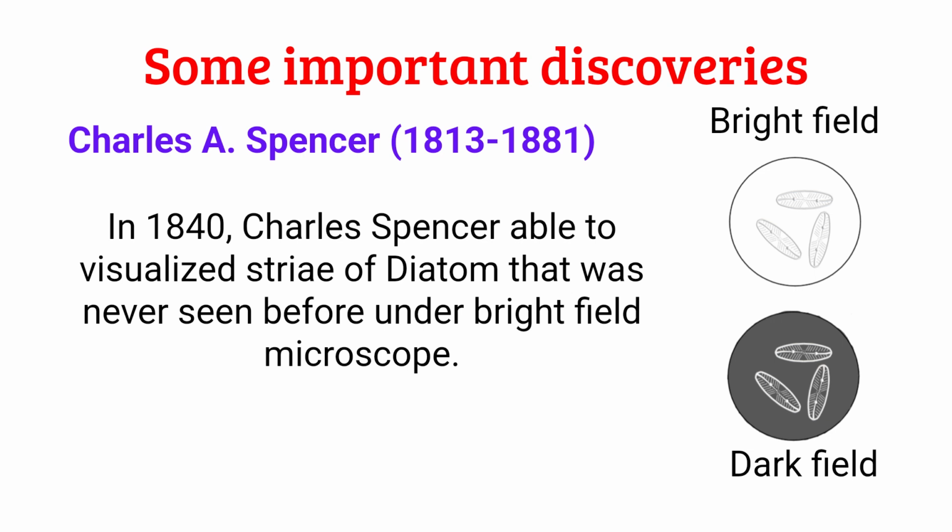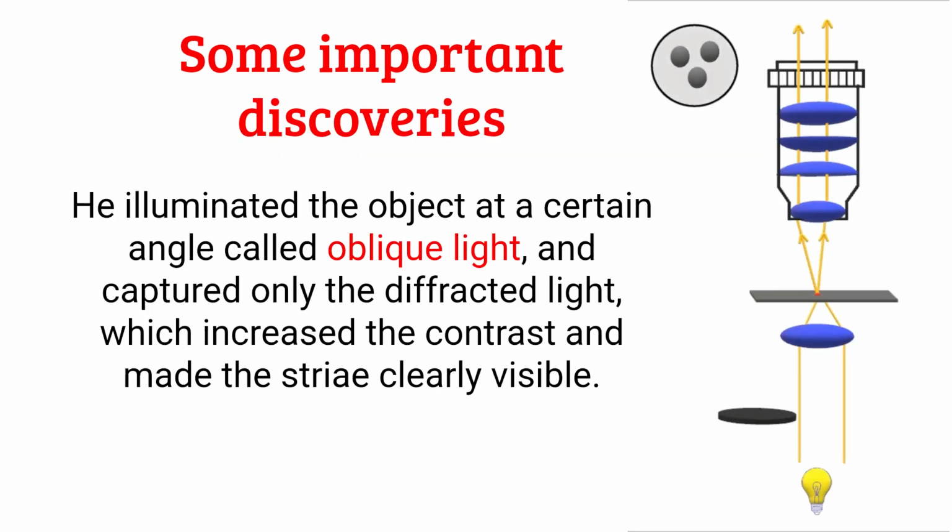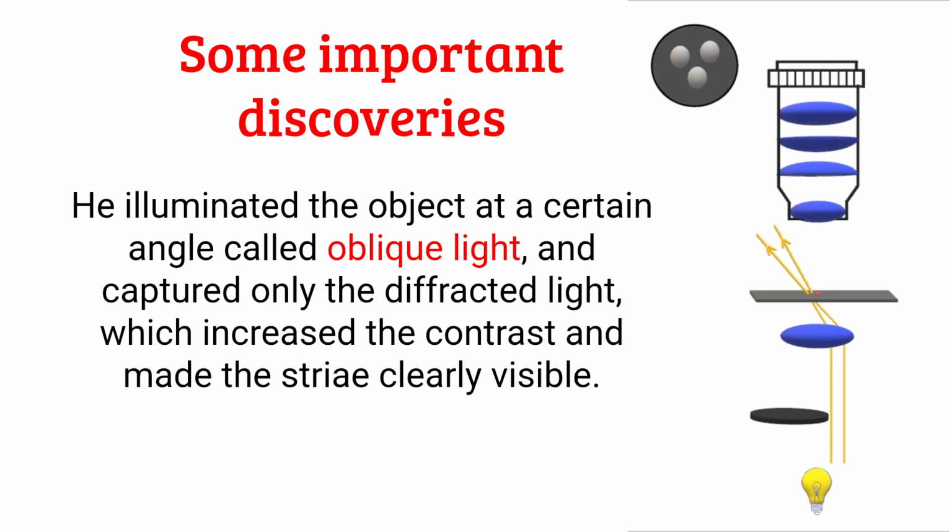We can overcome this problem by modifying certain characteristics of the Brightfield microscope. How? Let's talk about one major discovery. In 1840, Charles Spencer was able to visualize the structure of a diatom that was never seen before under a Brightfield microscope. How could he manage that? He illuminated the object at a certain angle called oblique light, and he captured only the refracted light, which increased the contrast and made the structure clearly visible.